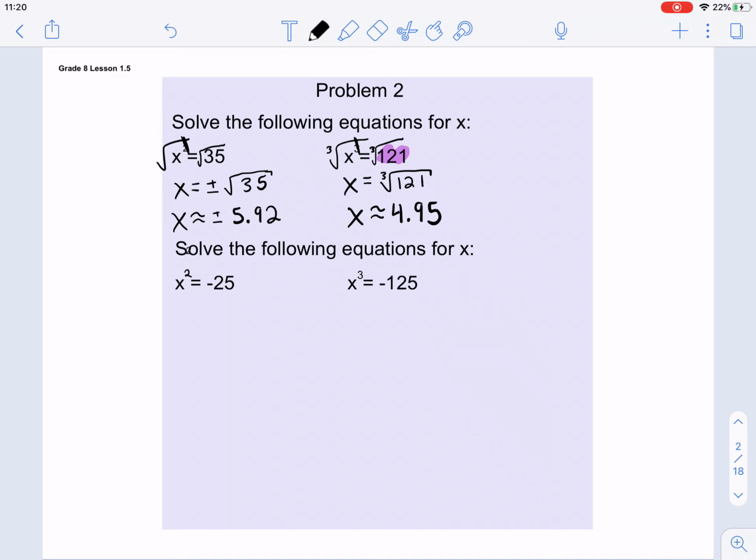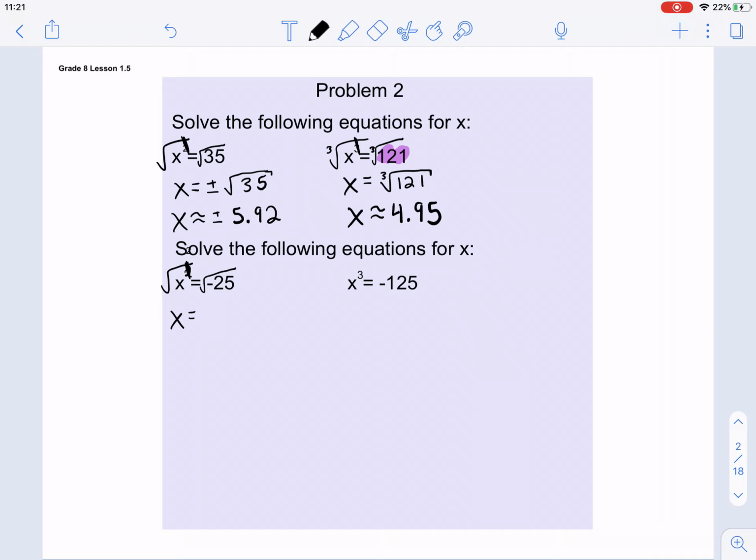Now the second part of the problem, solve the following equations for x. X squared equals negative 25, and x to the third power equals negative 125. Take a second to copy down the question. To solve this, we have to do the opposite of x squared, which is taking the square root of both sides. When I do that, the x squared and the square root cancel out, and I'm just left with x.